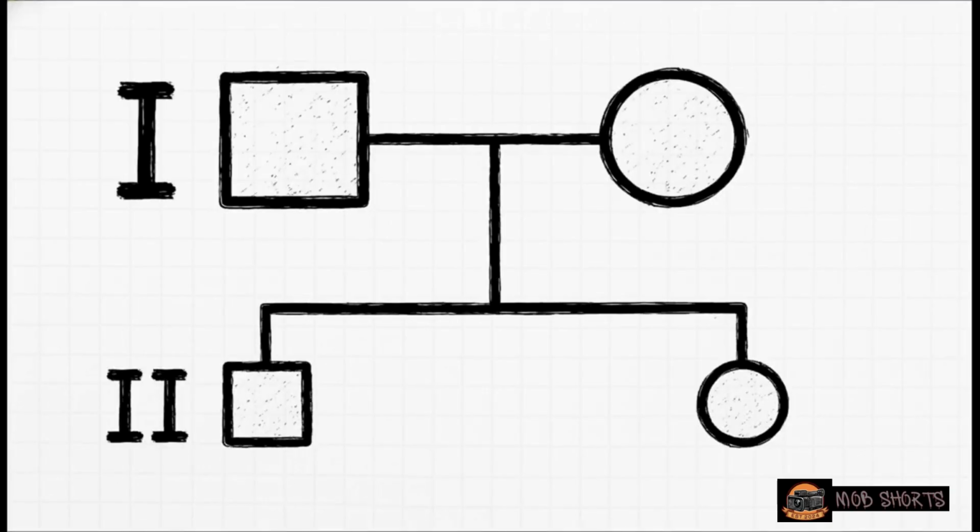Now, how do they all connect? Well, a horizontal line between a square and a circle, that's a partnership, a mating line. The vertical line that drops down from them leads to their kids. And all those kids are connected by what's called a sibship line. And see those Roman numerals off to the side? That's just how we keep the generations straight. Generation 1 at the top, then 2, then 3, and so on.